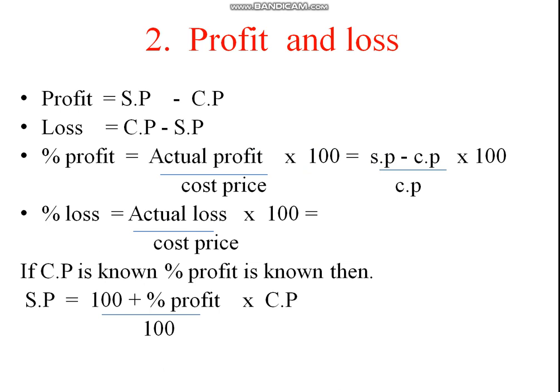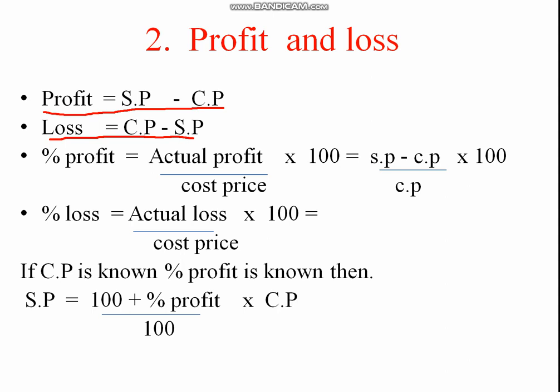If selling price is greater than cost price, then we get a profit in the total transaction. So remember the formula: profit is equal to SP minus CP, that is selling price minus cost price. Similarly, if cost price is greater than selling price, then we get a loss, and the actual loss is equal to cost price minus selling price.